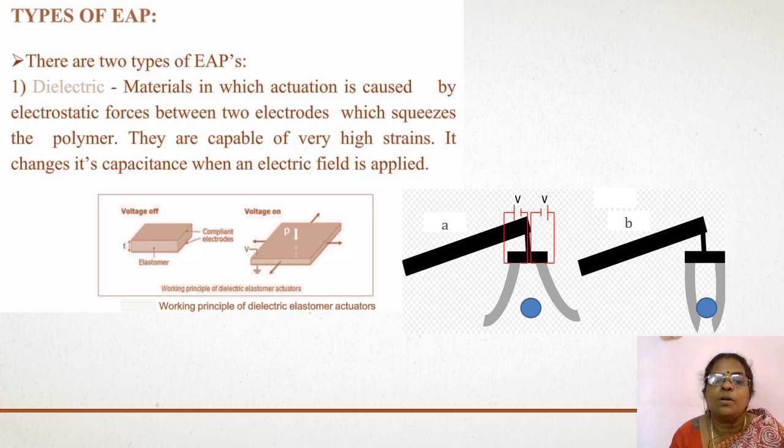They are capable of very high strain. It changes its capacitance when an electric field is applied. So this polymeric material changes its capacitance when an electric field is applied.